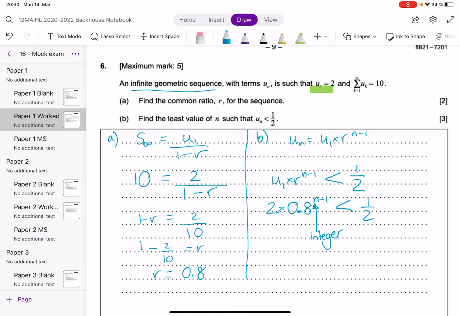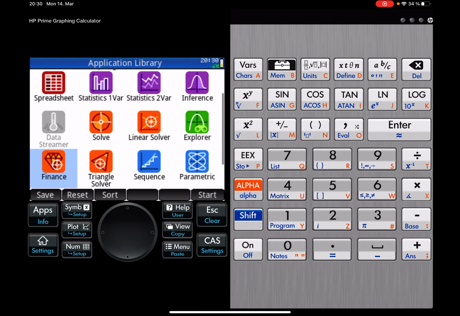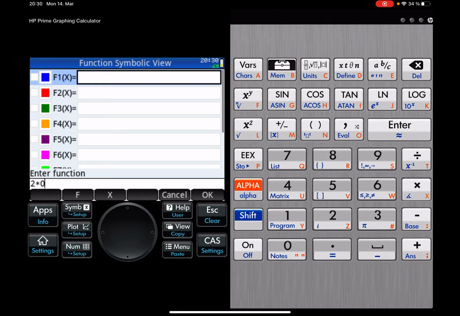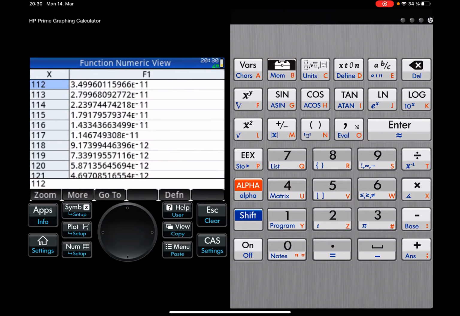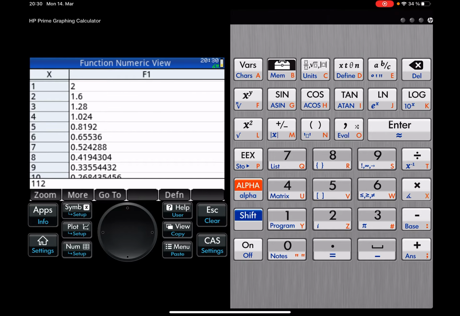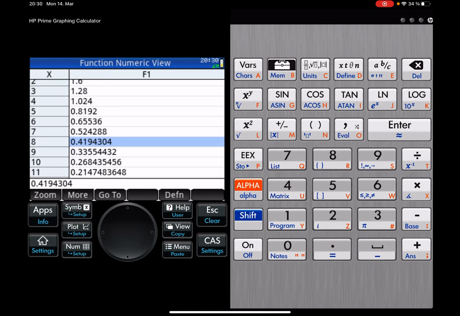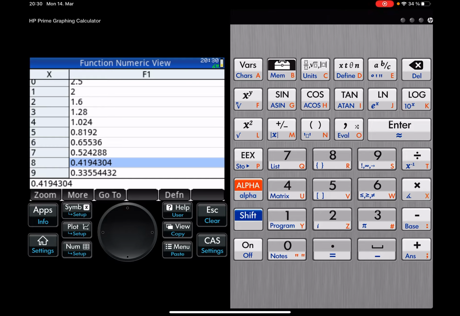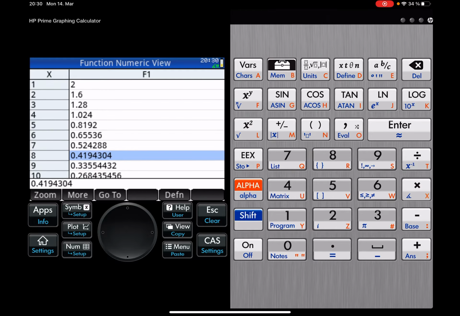Quite a nice way of doing this would actually be to put the left-hand side as a function. In fact, let's do it. Let's put it in as a function. 2 times 0.8 to the power of n minus 1. And then go to the table. Whoa, it's a bit too far down. Okay. So there's my first term, 2, and then we're multiplying by 0.8. Okay, this looks right. And then I can just scroll down and I can find, oh look, there. That's the first time it goes less than a half. So n minus 1, hang on, when x is 8. Okay, so when x is 8, we get our solution.